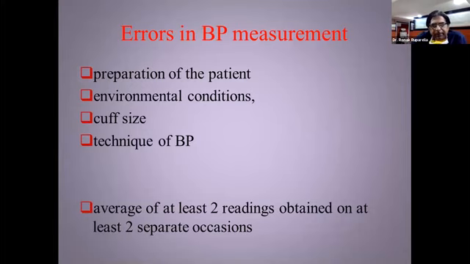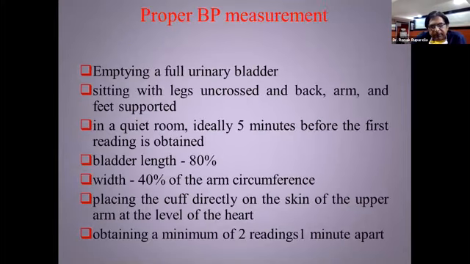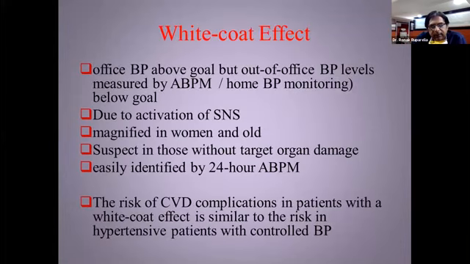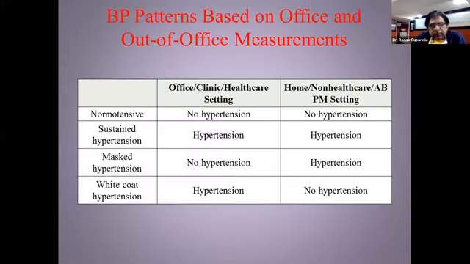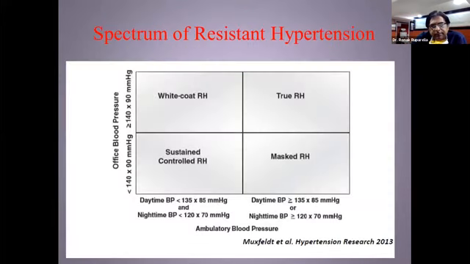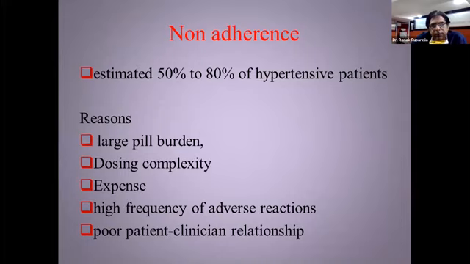Now, errors in BP depend upon the cuff size and the technique of BP measurement. We will not discuss this. Non-adherence is there in at least 50 to 80% of hypertensive patients. The reasons being large pill burden, dosing complexity, high expense, high frequency of adverse reactions, and poor patient-clinician relationship.